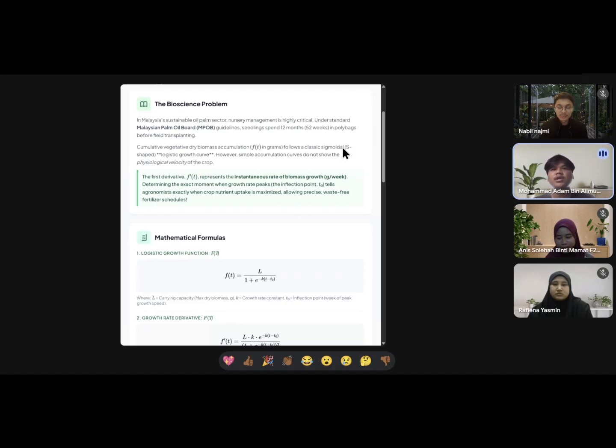Secondly, it can reduce agricultural waste. Over-fertilization wastes money and can pollute soil and water systems. It also can improve seedling quality. Healthy seedlings establish better after transplantation and may produce higher yields later.